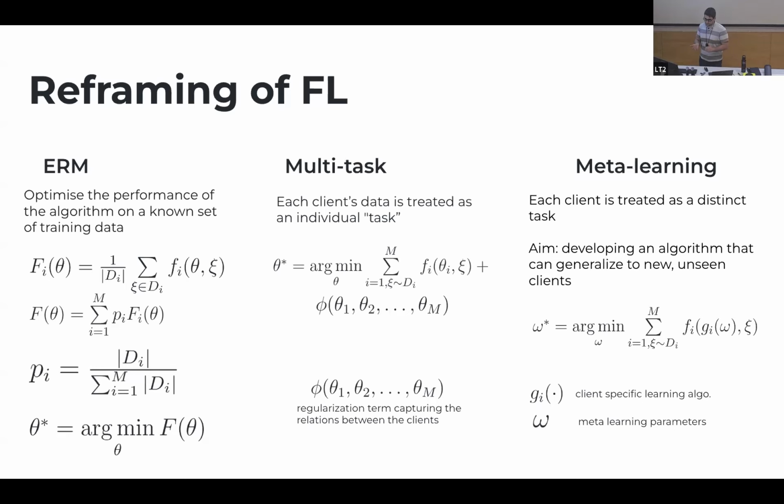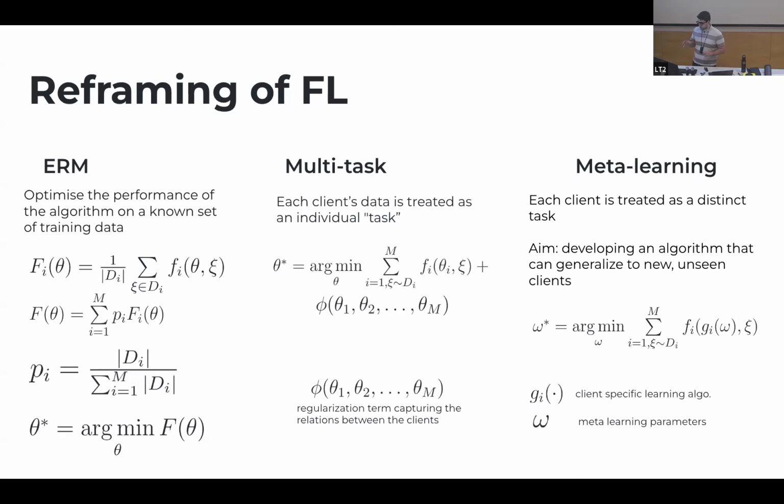We can reframe federated learning in two more ways. We can look at this as a multitask problem, where we see that each client's data is treated as an individual task. And what happens there is that we have our local loss function, just like we do with empirical risk minimization, but we have this extra term phi that takes all of the local models across our federated population. And this phi acts as a regularization term that captures the different relationships between clients. Now, considering that the data is the only thing that's different in this particular kind of setting, it also captures the relationships between the data sets across devices.